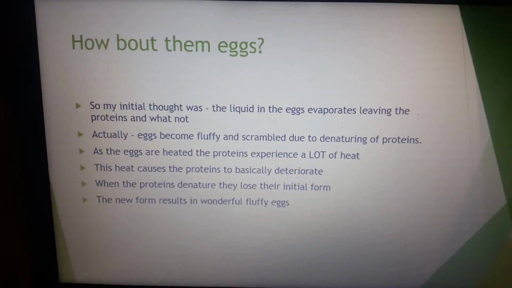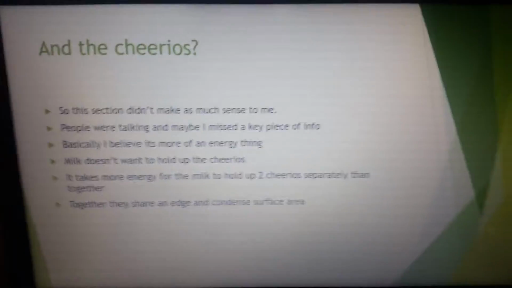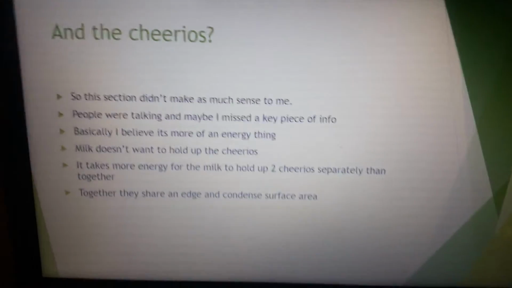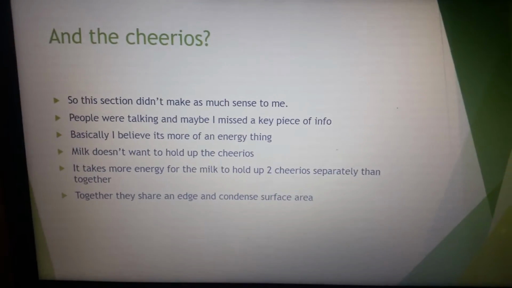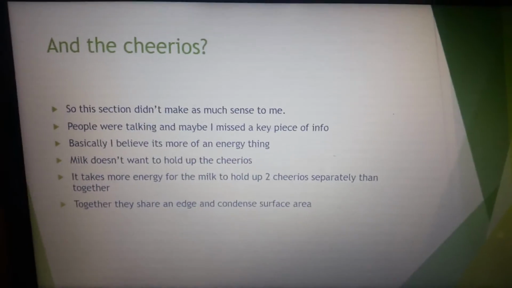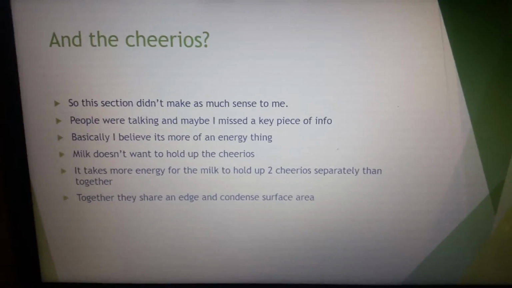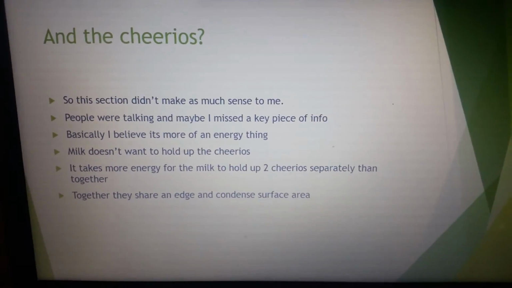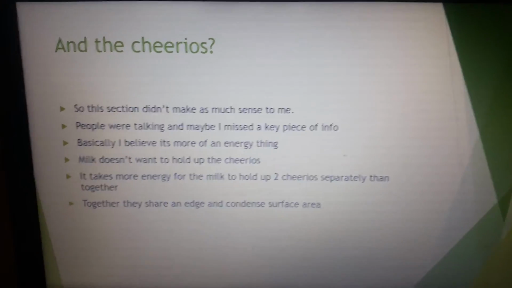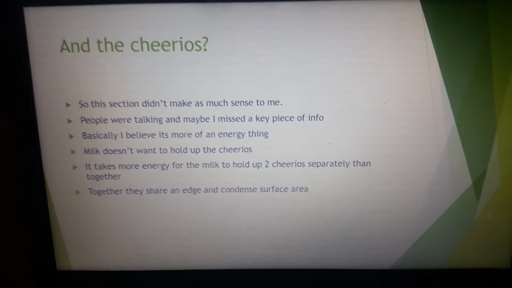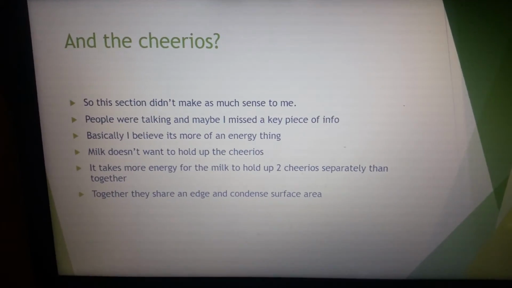All right, so next, what did we learn? The Cheerios. This section I didn't get a lot out of. A lot of people were talking because we were coming up on the end of the lecture, people were leaving. I think I missed a couple of key pieces of information. I heard him talking about meniscus, but I didn't really catch it. So I'm going to give you my idea of why the Cheerios clump.